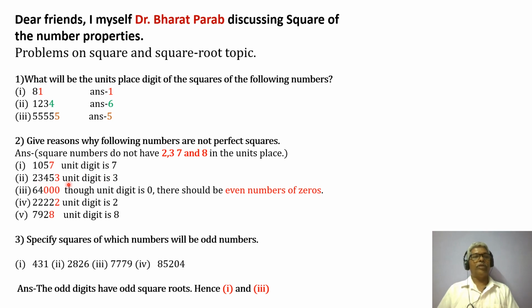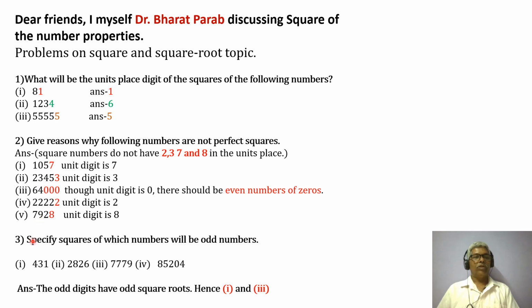Now this number's unit digit is 3. Now this number, though its unit digit is 0, there should be an even number of zeros, and these are only 3. For a number ending with 0 to be a perfect square, it must have an even number of zeros. Here it is 2, so it is not a perfect square. This is the reason. And with 8 in the unit place, this is not a perfect square.